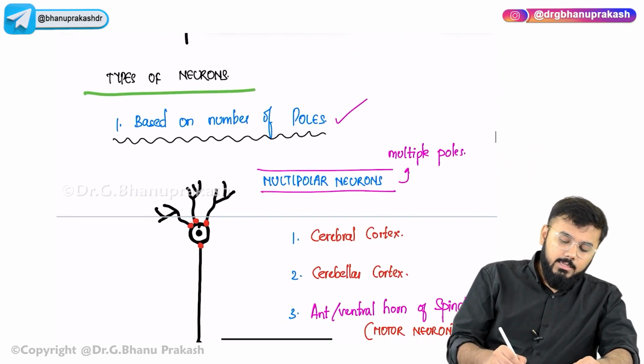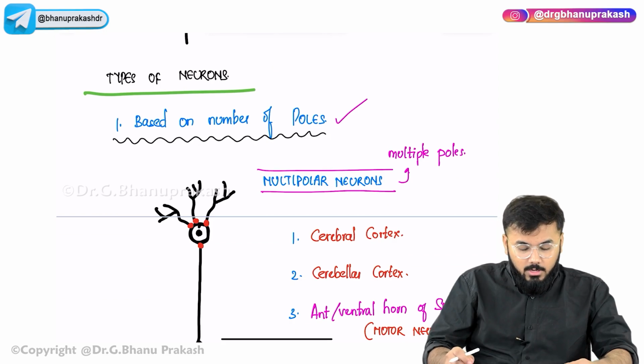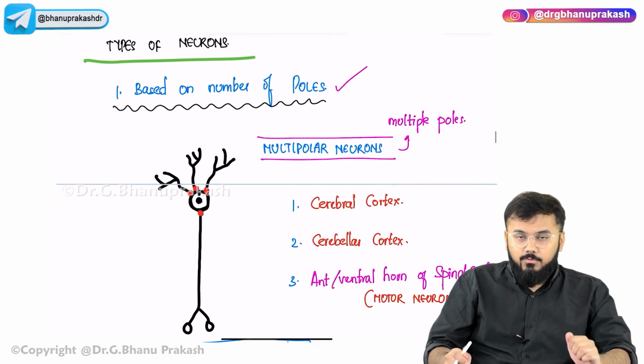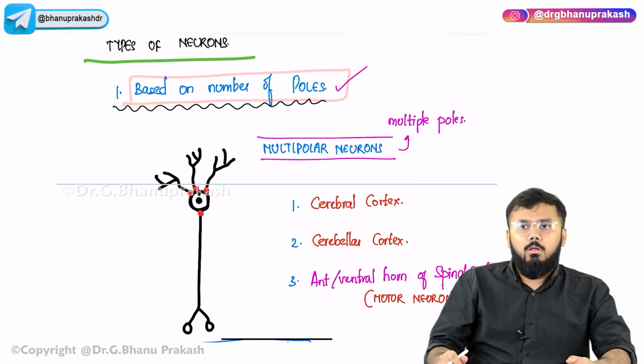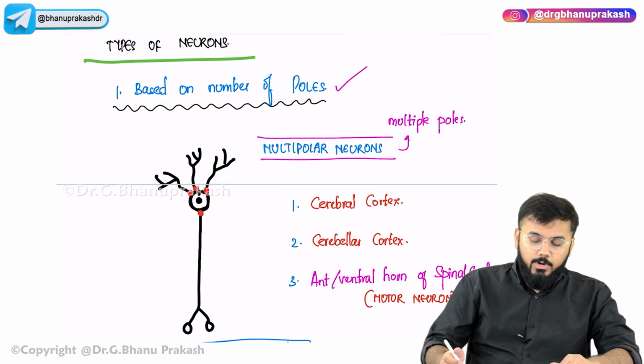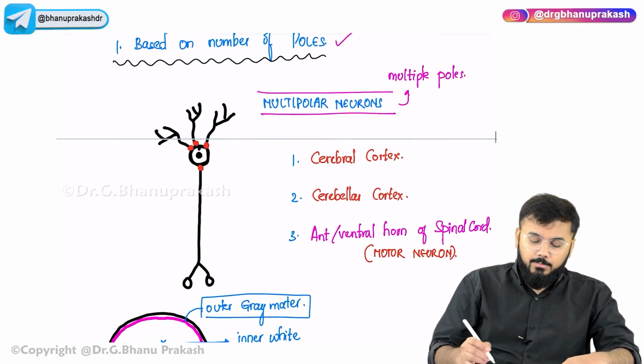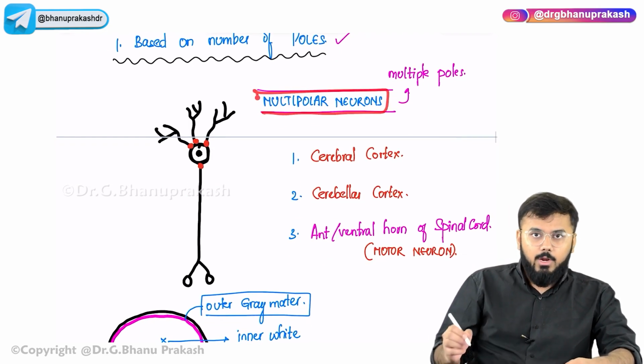Next important thing is regarding the types of neurons. What are the different types of neurons? First important thing is that based upon the number of poles, we divide the neurons into different types. First important example is your multipolar neurons.